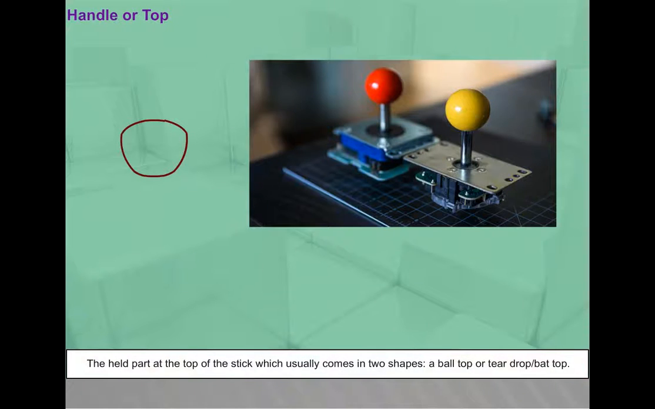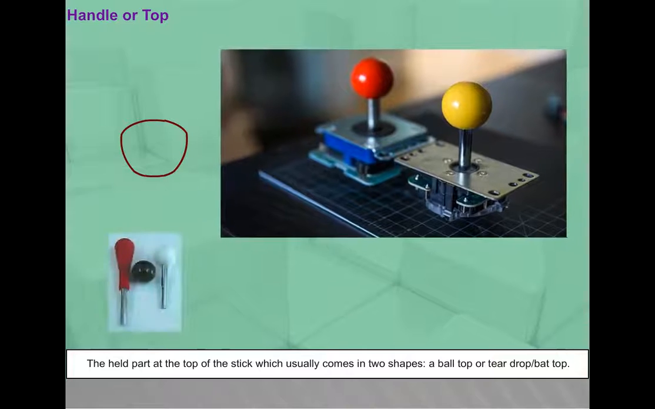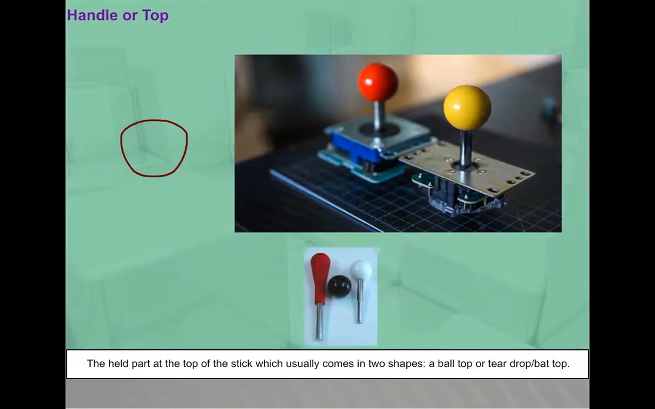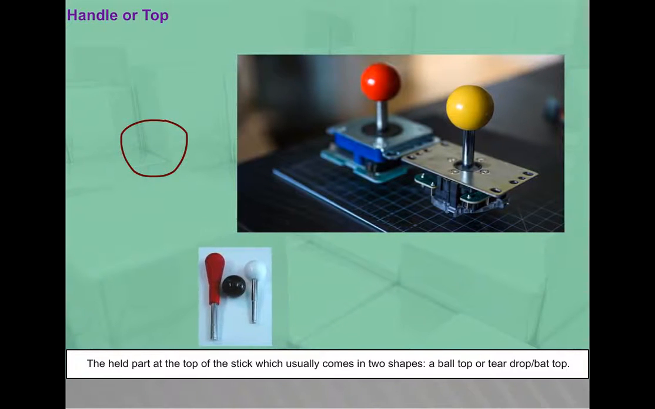Handle or top: the held part at the top of the stick, which usually comes in two shapes, a ball top or teardrop or bat top.